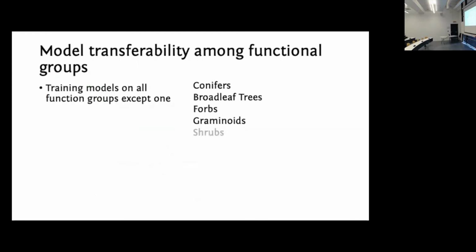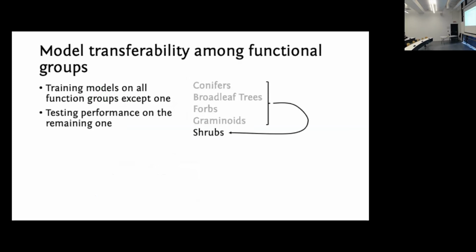I also looked at how well models transferred among different functional groups, training models on all functional groups except for one of them, and then testing the model on the one functional group that was left out. So in this case, you can train a model on conifers, broadleaf trees, forbs, and graminoids, and then test it out on shrubs, and then iterate that with each functional group left out in turn. So the next time, graminoids might be left out, and the rest might be used to train the model and then applied to graminoids.